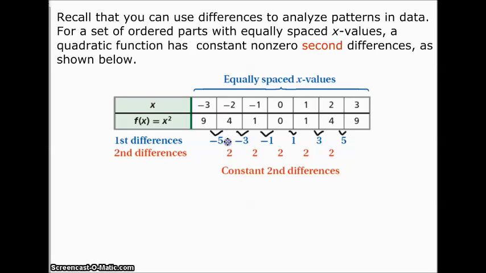So what we can do is check the second common difference. Negative 3 minus a negative 5 is positive 2. Negative 1 minus a negative 3 is a positive 2, and so on and so on. So what I see here is that the second common difference is the same across the board, 2, 2, 2, and 2. That means that this is going to be a quadratic equation.